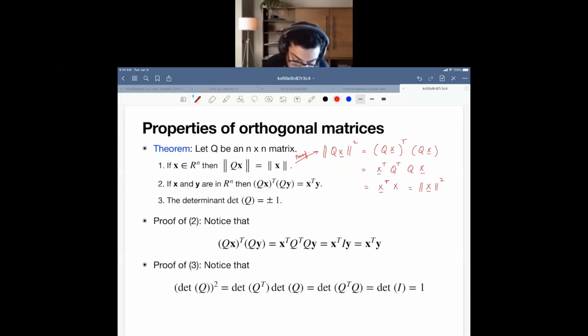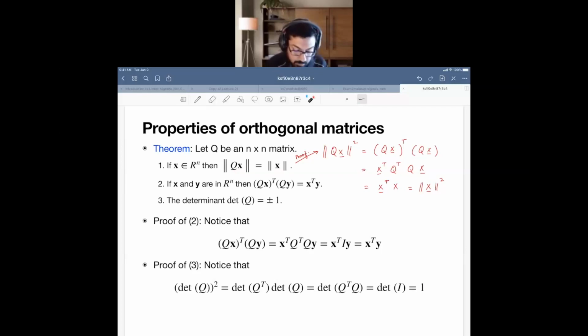So this proves that if you have any vector x in R^n, and you multiply it with an orthogonal matrix Q, you don't change the length of the vector. Even though it may look different, you don't change the length of the vector.